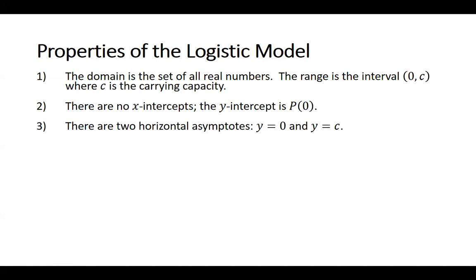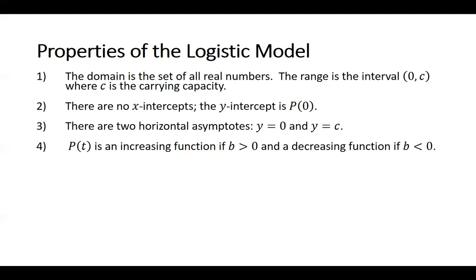There are two horizontal asymptotes, y equal to 0 and y equal to c. Now again, we said there are no x-intercepts, right? Well, here we say that there's a horizontal asymptote at y equal to 0. That's the x-axis, right? So it will approach but will never touch the x-axis. It will also approach but never reach the value of c, the carrying capacity. If you think about that capacity, that's how much can it handle? It gets to the point where it just can't hold anymore.